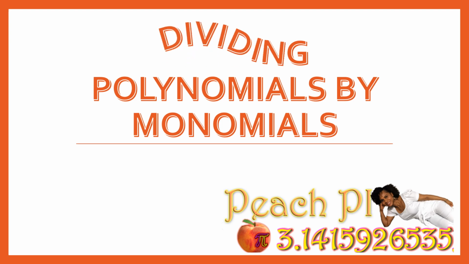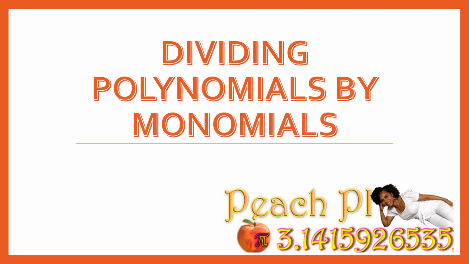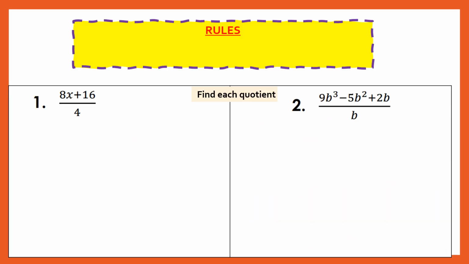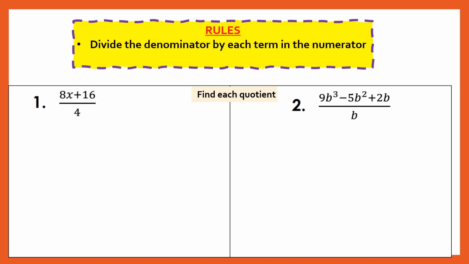In this lesson, we're going to learn how to divide polynomials by monomials. So let's get started. Our rules for dividing polynomials by monomials: the first one is we want to divide the denominator by each term in the numerator. And then we want to subtract the exponents that have the same base. So if you're familiar with your exponent rules, we're going to do the same thing here.